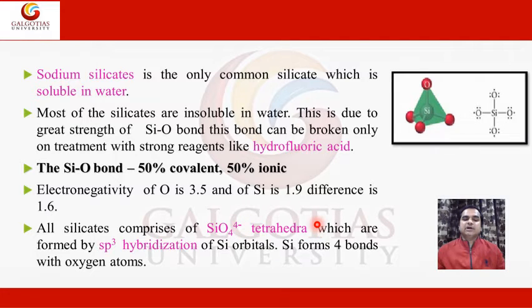All the silicates are mainly composed of the silicate tetrahedral unit, which is the main unit of all silicates. These units are formed by the sp3 hybridization of silicon orbitals, in which silicon forms four bonds with oxygen atoms, as we have seen in the previous slide.